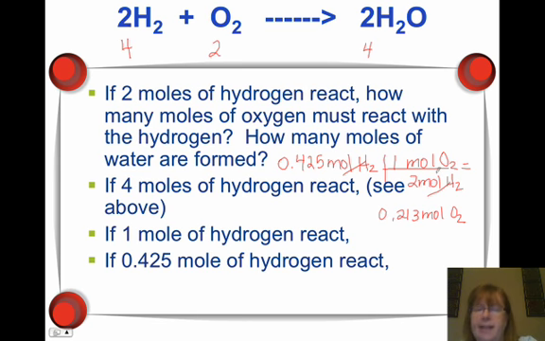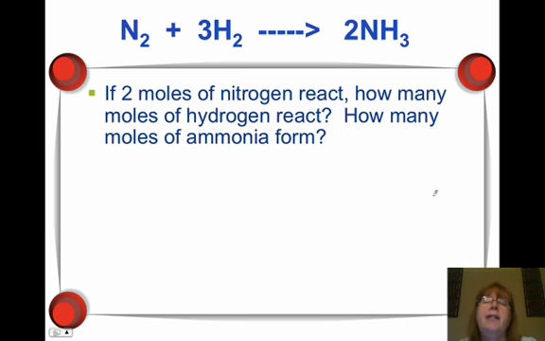We really need to practice this. All right, so here we go. This is another really common equation. 1 mole of nitrogen reacts with 3 moles of hydrogen to yield 2 moles of ammonia. NH3 is ammonia. All right, now, if 2 moles of nitrogen react, how many moles of hydrogen react?